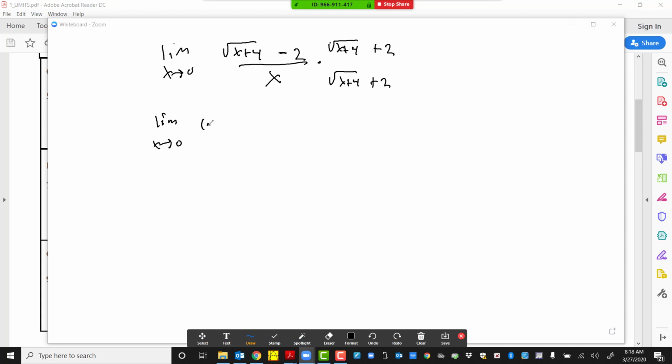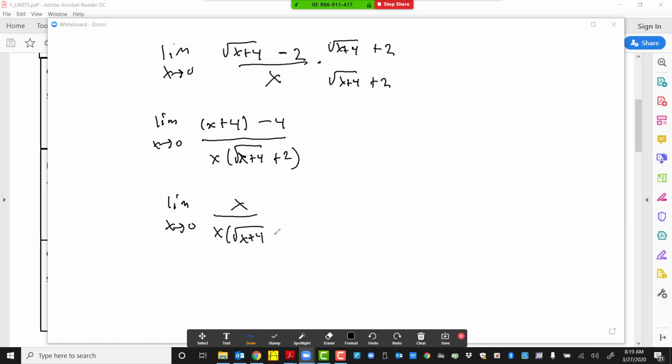Multiply out that numerator, so we get x plus 4 minus 4 over x times root x plus 4 plus 2. That x plus 4 minus 4 is just going to leave us with x on the top. So the limit as x approaches 0 of x over x times the square root of x plus 4 plus 2. Those x's are going to cancel. And now we can actually plug in 0. Plug in 0, we get square root of 4 plus 2, which is 2 plus 2, which is 4, and a 1 on top. So this gives us 1/4.